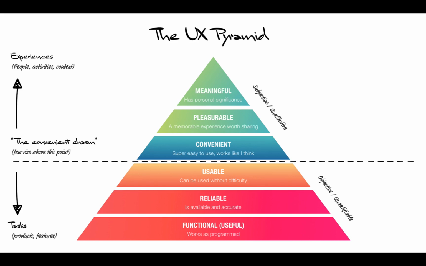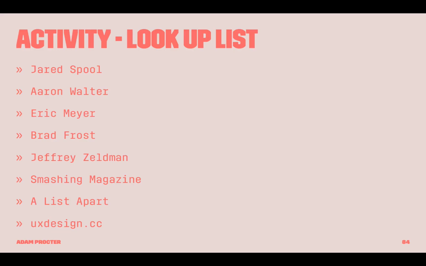Yeah, so Sturgeon's law talks about 90% of everything being rubbish, and of course that 90% tends to sit at the bottom here with functional, reliable, usable. If we want to create something that's super meaningful and super well designed, we need to think about our user experience. Okay, so that was the last of those 4 connected short videos.